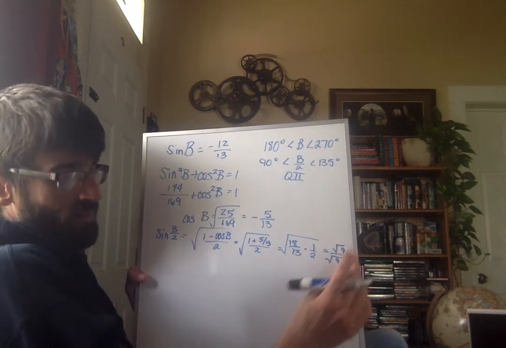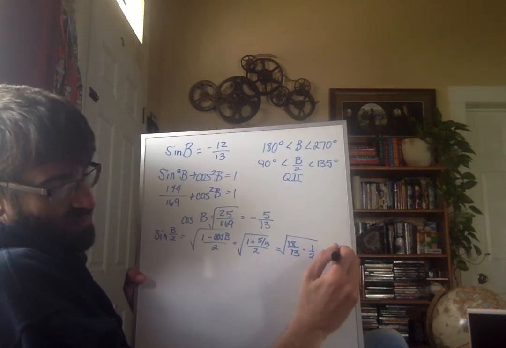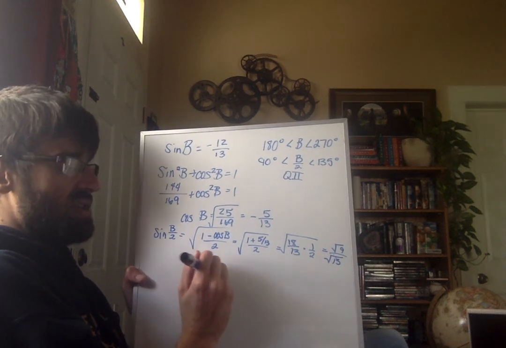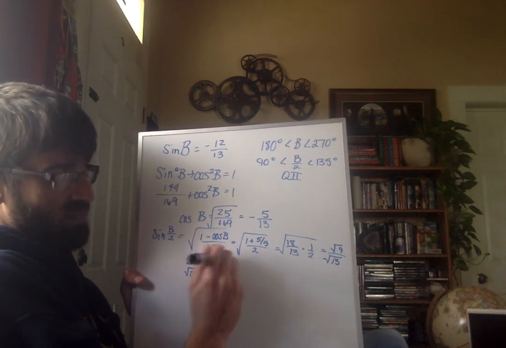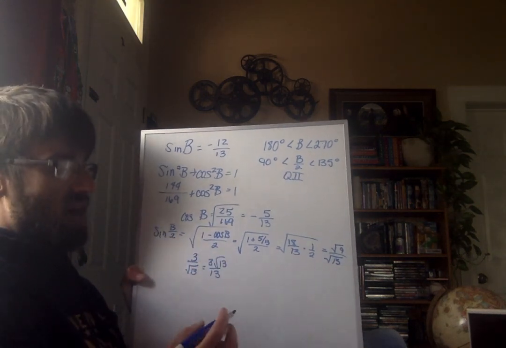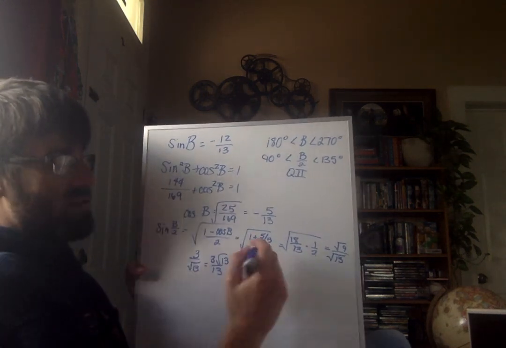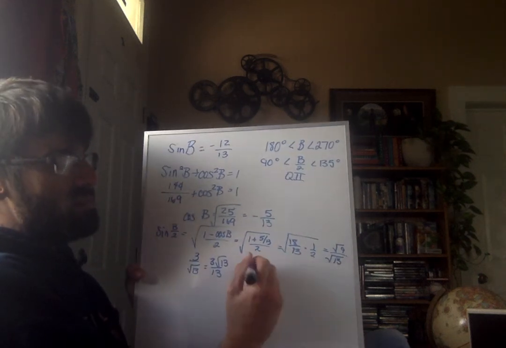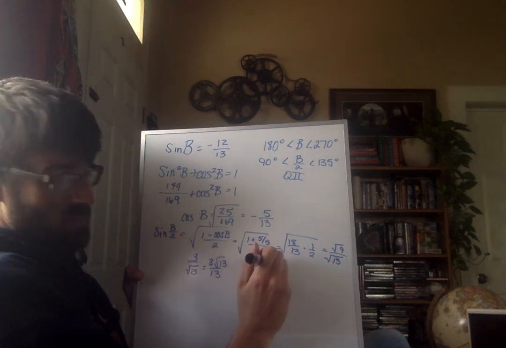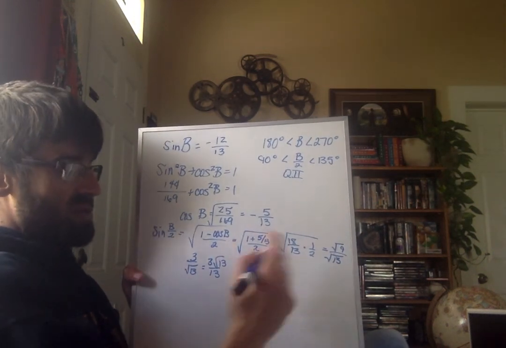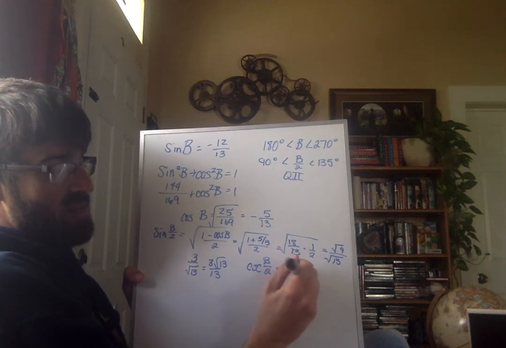So that's going to be 3 over the square root of 13, which is 3 square root of 13 over 13. Now, that's the sine of B over 2. To find the cosecant of B over 2, I'm just going to flip this one. So that's going to be the square root of 13 over 3.